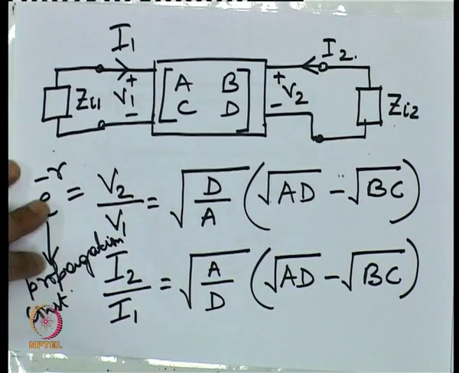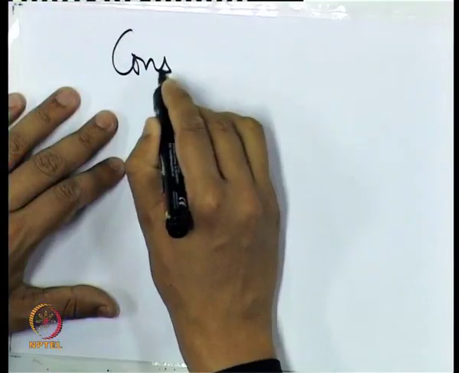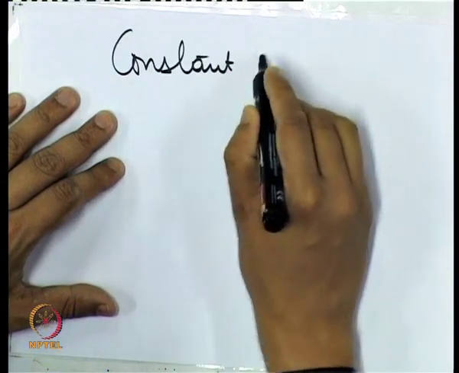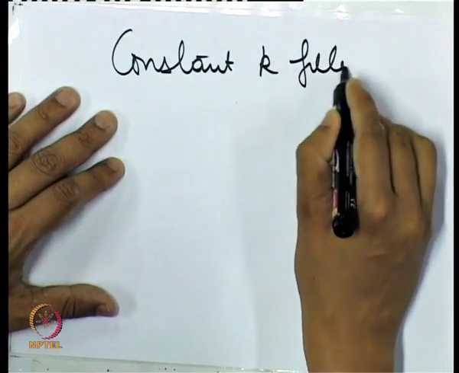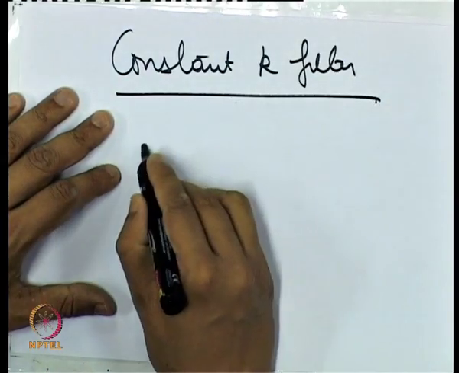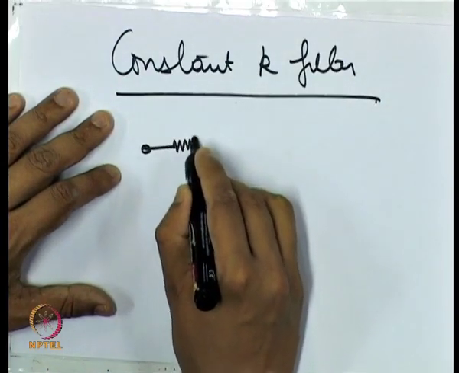So, based on this now, let us come back to the constant K filter term that I mentioned but did not explain in full. The constant K filter has a unit cell which is given like this.